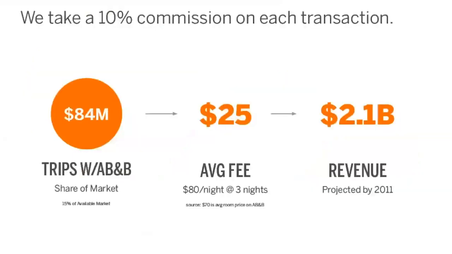Now take that number, 84 million, which is their goal for their share of the market, the SOM, and Airbnb is going to take 10% commission on each transaction. That's going to be about $25 per transaction, and that's going to yield them $2 billion in revenue. This is super basic, quick, back of the envelope calculations, but it tells you that this could be a potentially very valuable source of revenue and a very valuable idea.